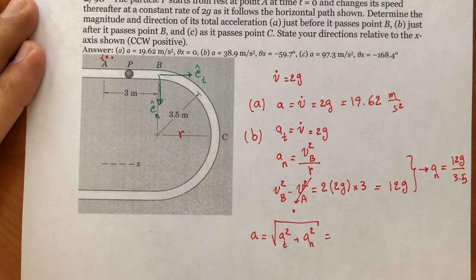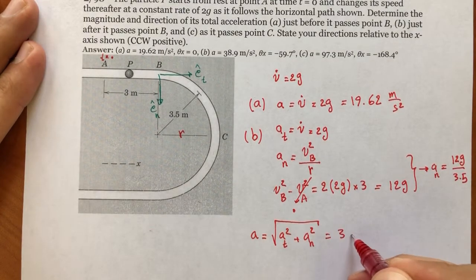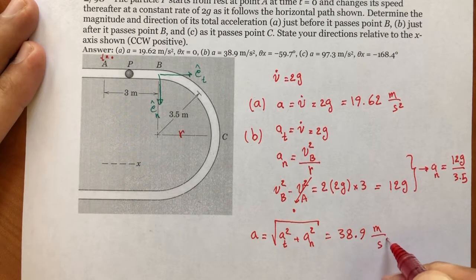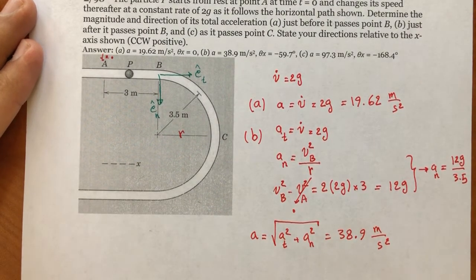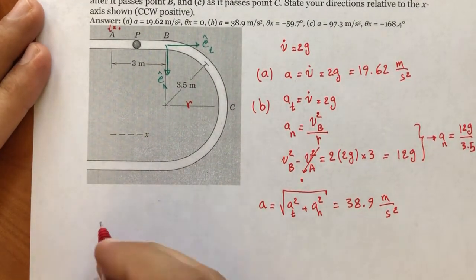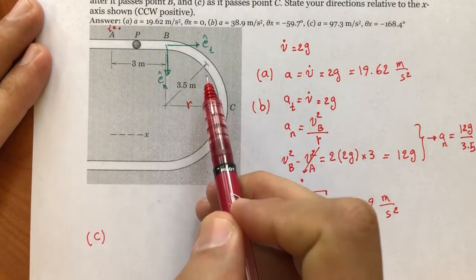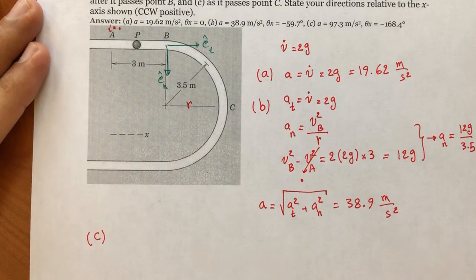Which, if you put the numbers, is going to be 38.9 meter per second squared. Okay, and the last part is asking about the acceleration at point C.